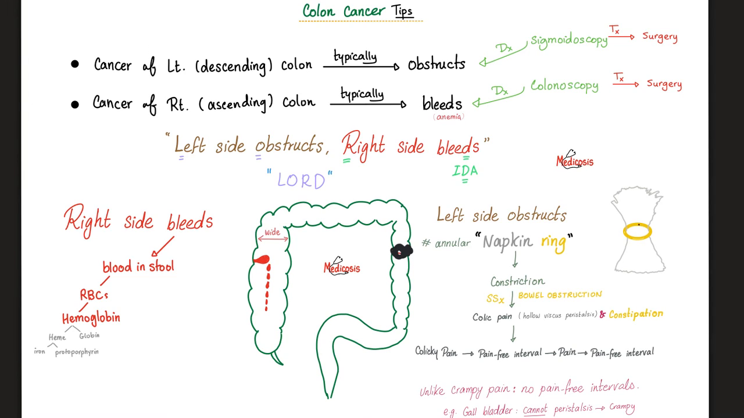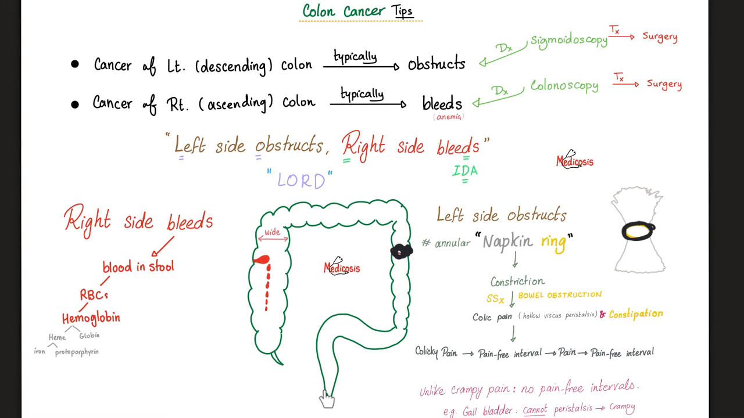And when I obstruct it, when I form an annulus around it, I will look like this, like a napkin ring, a napkin passing through a ring, which can lead to obstruction of the colon. But if the cancer is in the right colon or ascending colon, it is wide open as you see, so it's more likely to bleed. It can rarely obstruct. And of course, this bleeding will end up being pushed by bowel movement into the stool.